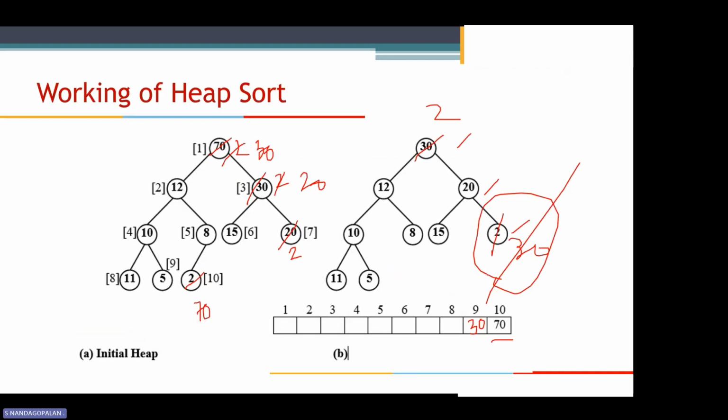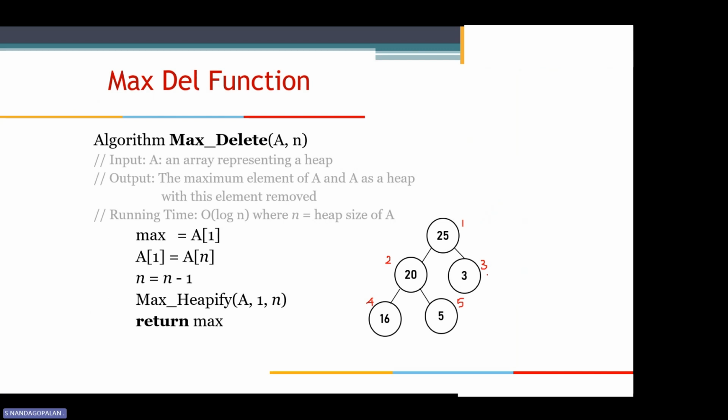And some more topics, like how this max delete works. I told you: get the maximum element from A of 1, swap it with the last one, decrement n, and reheapify. So that's all max delete, a very simple one. But heap sort is not simple. You have modules here. Let me give you a summary. The initial A is heapified, that is the initial heap. Then you have to call this max delete for n down to 1.